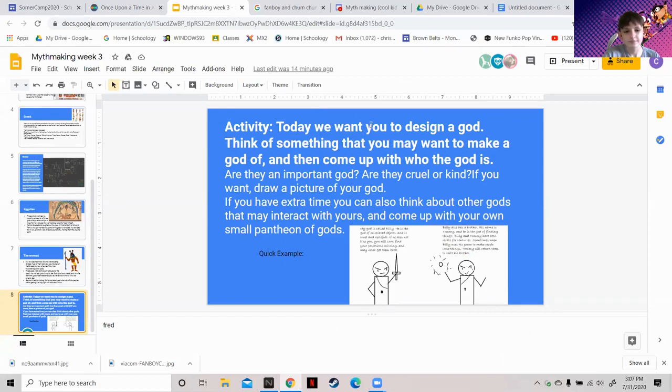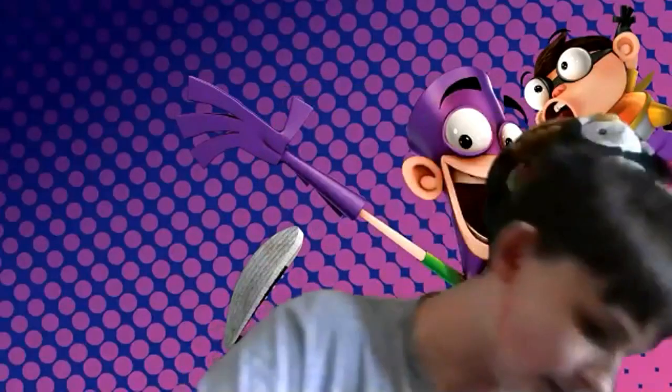And you can draw a picture. And then if you have extra time, you can also think about other gods that might be interacting with yours and make it a little pantheon. But for the time we have now, we get to work on drawing a primary god. Yes, you get to draw this time. I'm very excited. And at the end, we can share a little bit if you want.